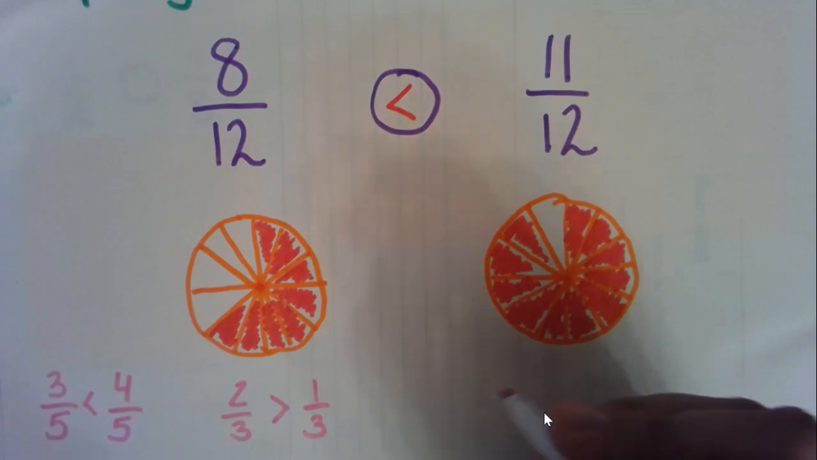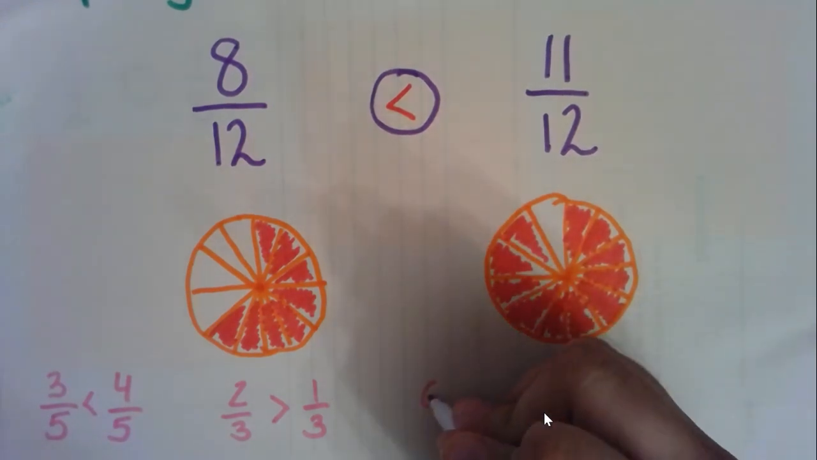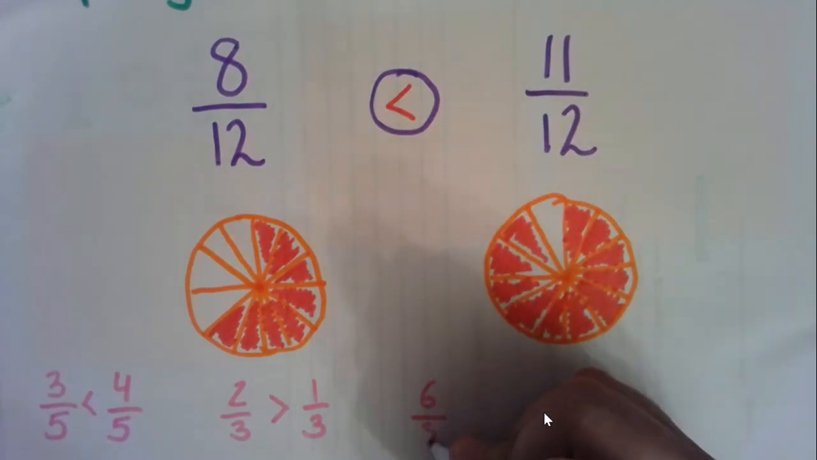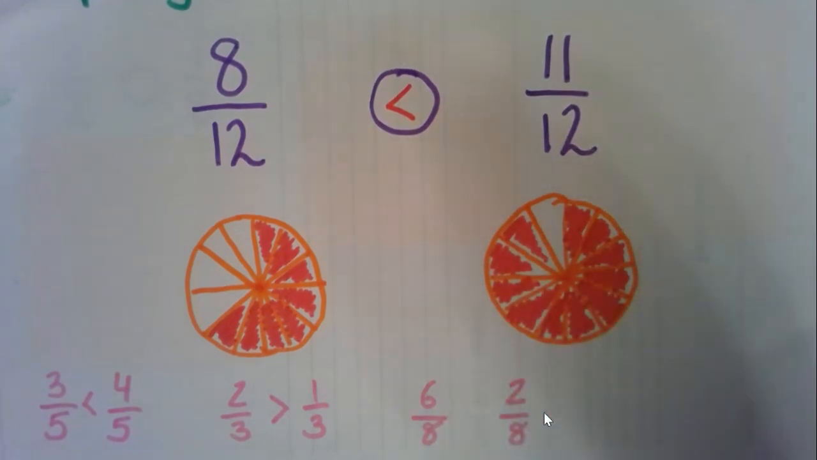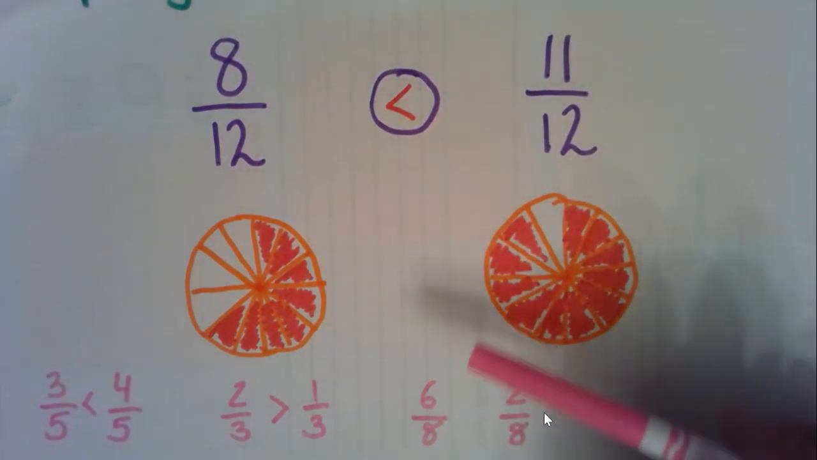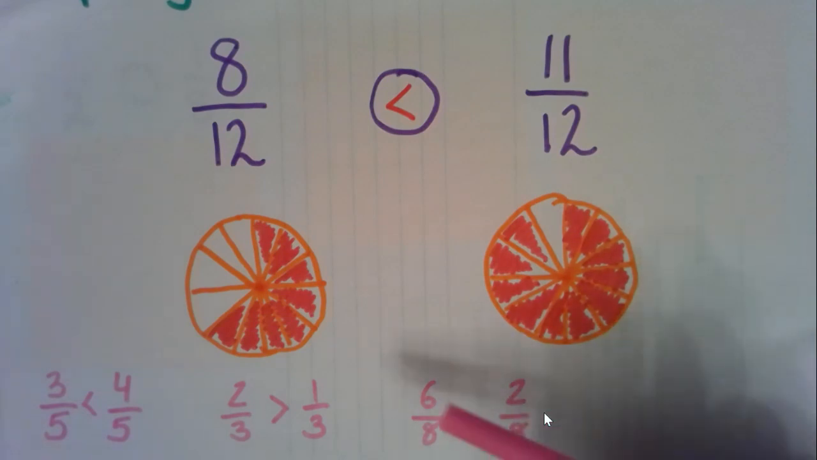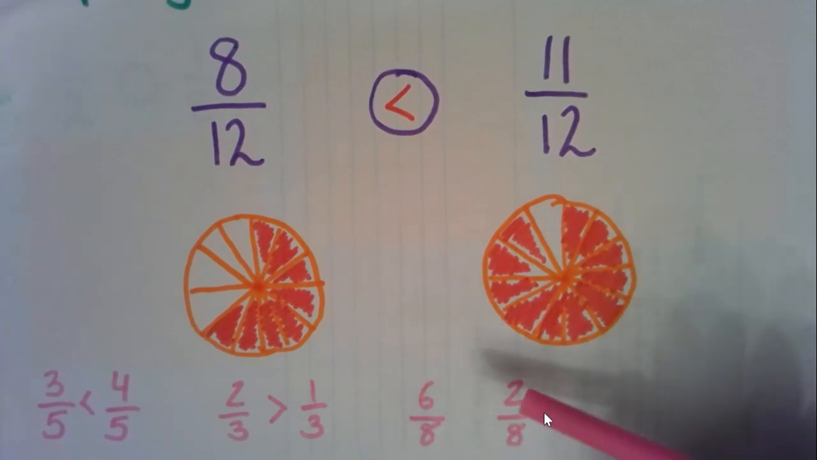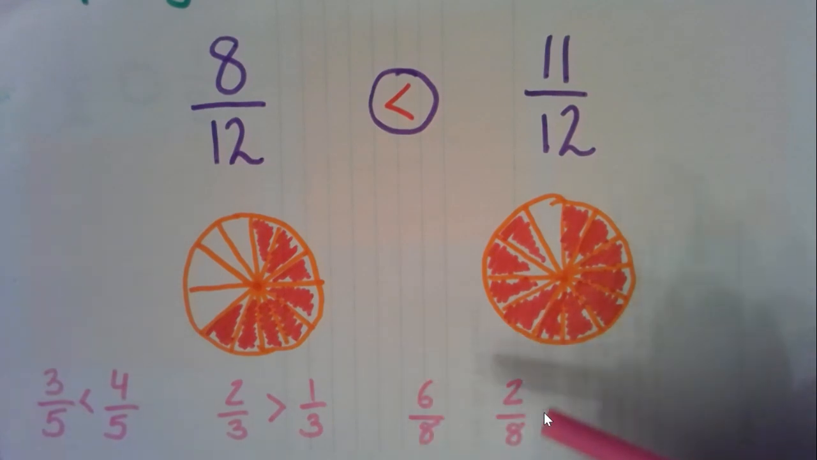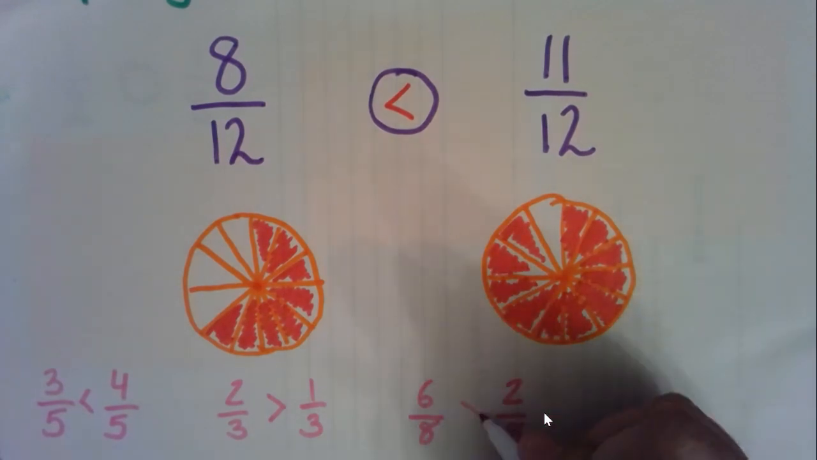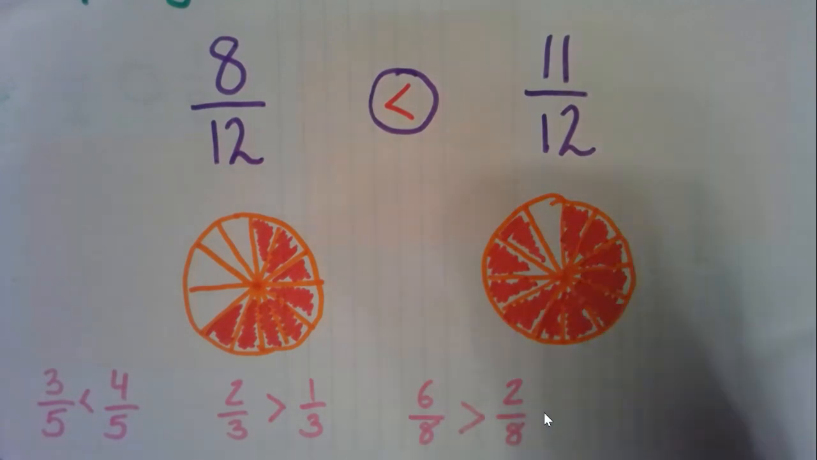Let's try it with eighths. I could compare 6/8 to 2/8. I could say 6 markers is more than 2 markers. 6 document cameras is more than 2 document cameras. 6/8 is more than 2/8. So 6/8 is greater than 2/8.